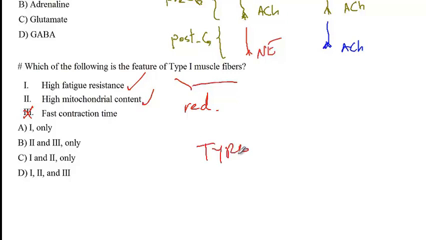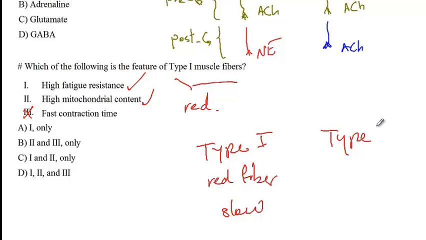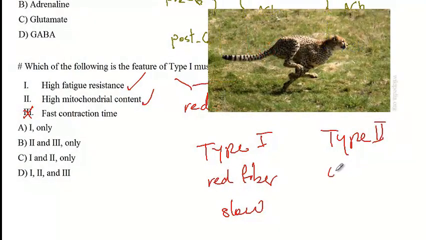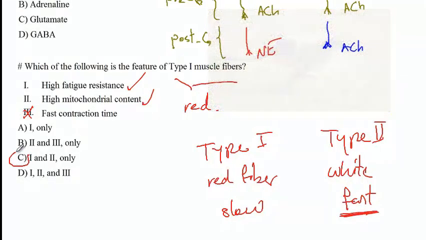So type 1 red fibers have a slow contraction time in comparison to type 2 muscle fibers, which are white fibers, like in a cheetah, which is very fast, but they get fatigued really quickly. They don't last long. So therefore, choice C would be the correct answer.